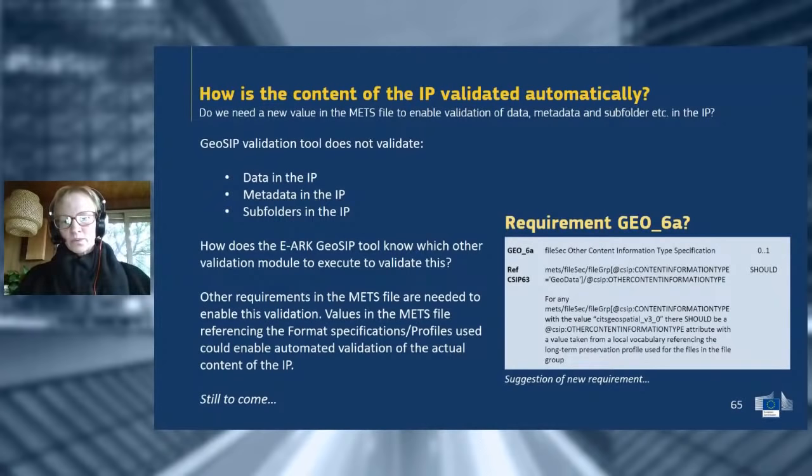So, for example, we could add a requirement that for any content information type with the value SIDS geospatial, there should be another content information type value or attribute which states which preservation profile was used for data, for example. But please comment on this if you have any other solutions. We would like to hear about it before we finish the development of the validation tool.